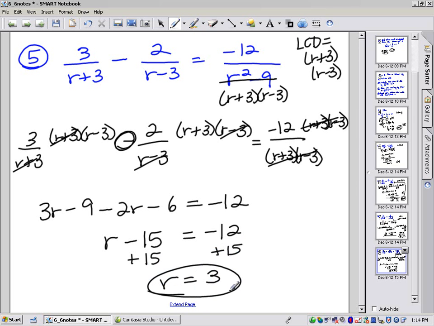But what's special about that 3, it makes the second denominator and the third denominator 0. So we have to reject that. Therefore, our solution is the empty set.